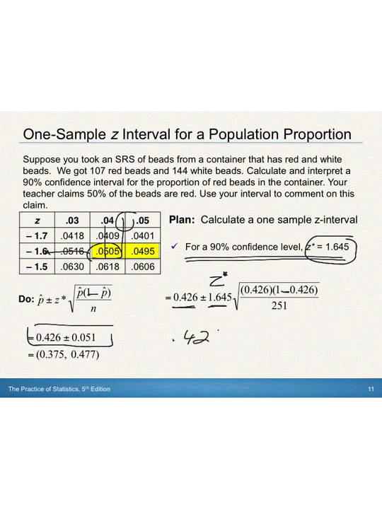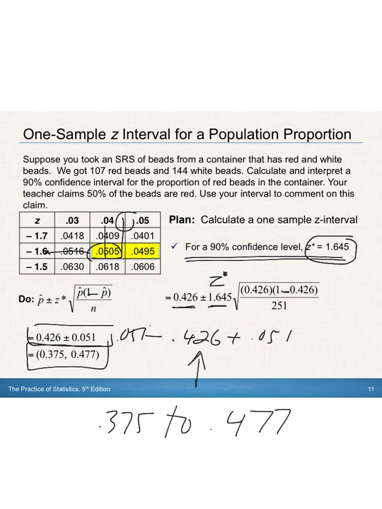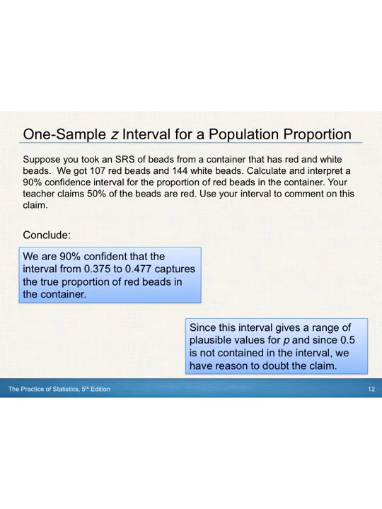Our center is 0.426, and then our margin of error is plus 0.051 and minus 0.051. So our range is 0.375 to 0.477. So if we want to change that to percents, we've got 37.5 to 47.7. We have a 90% confidence level that the true proportion of reds is between 37.5 and 47.7.